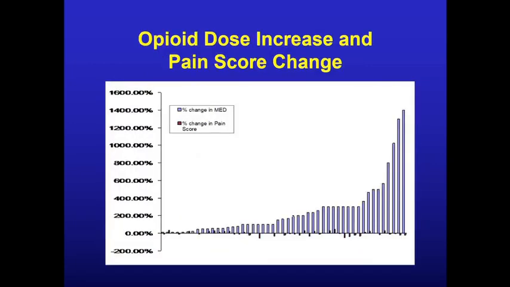We have two different groups. One group has opioid dose that basically increased over years. Each patient is represented in this histogram as a column. Some of the patients have their opioid dose increased by almost 1,400% over years. Then we look at the pain score, represented as the red bar, and you can see the pain score change is very minimal. This shows there's a real disconnect between the dose adjustment and the actual pain score adjustment.